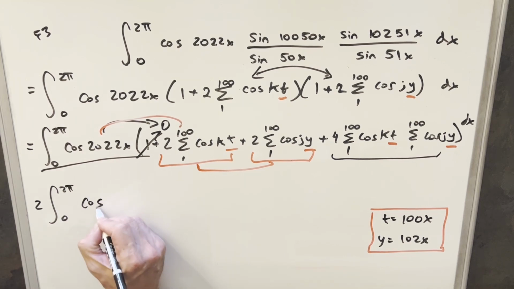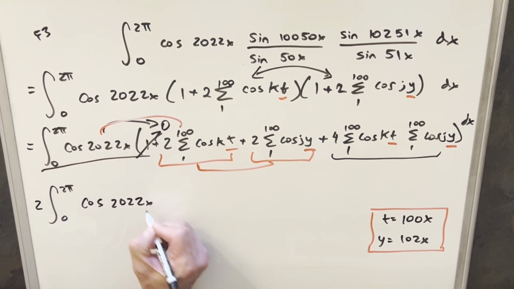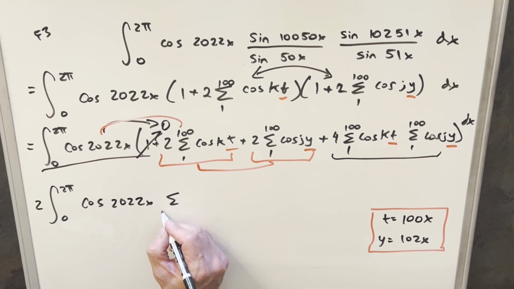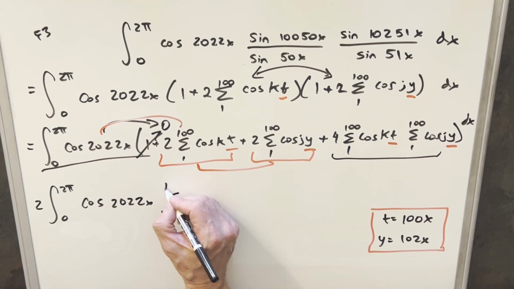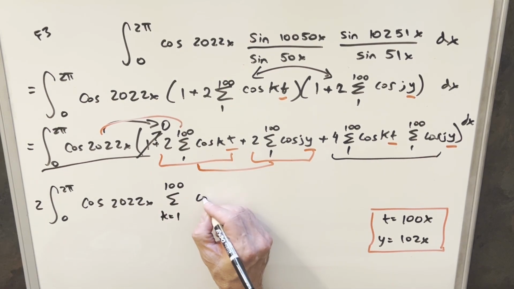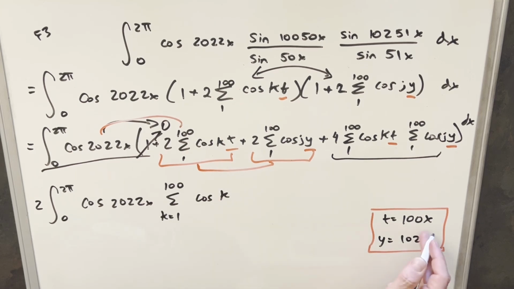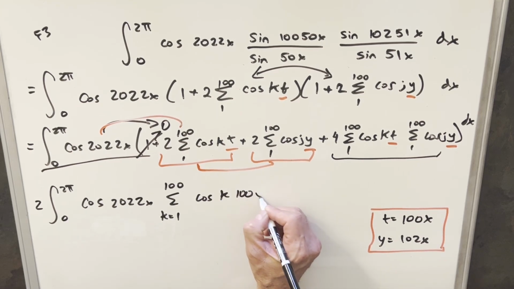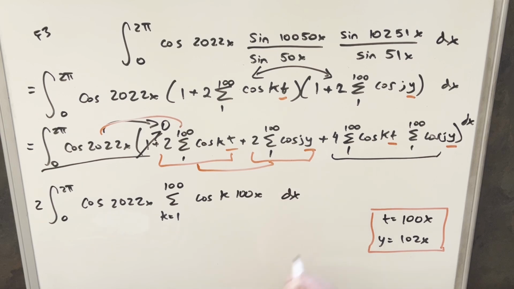And then we're going to have cosine of 2022x. We'll have this sum of k from 1 to 100. And then here we have cosine of kt. But again, t is 100x. Let's just put back in our 100x just so we can try to be clear on what's happening.